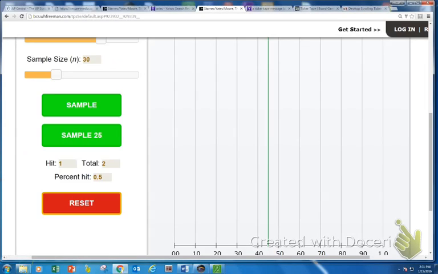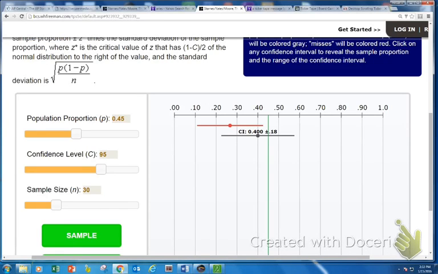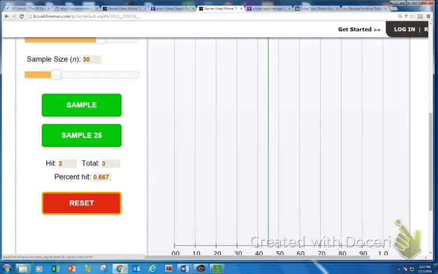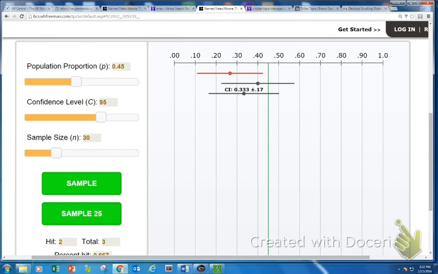Let's look at another one here. Oh, finally. Look at that. The mean of that particular batch is 40% with the margin of error of 0.18. So remember, here's the 0.4 minus the 0.18, and here's the 0.4 plus the 0.18, and that would give me my confidence interval. As I do another one, every time I click, it does that.